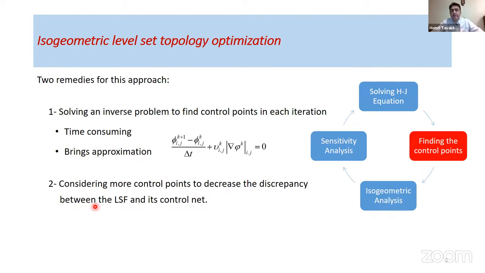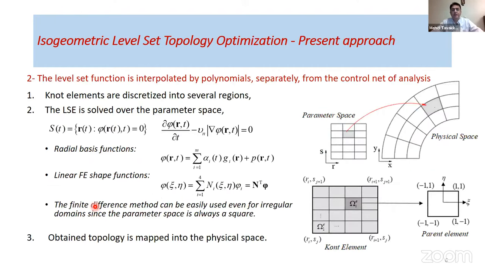And the second remedy might be considering more control points to decrease the discrepancy between the level set function and its control net. These problems made us think to interpolate the level set function by polynomials separately from the control net of the analysis model. To achieve this, in the first stage, the knot elements in parameter space are discretized into several regions in order to have more accuracy. And then the level set is solved over the parameter space.